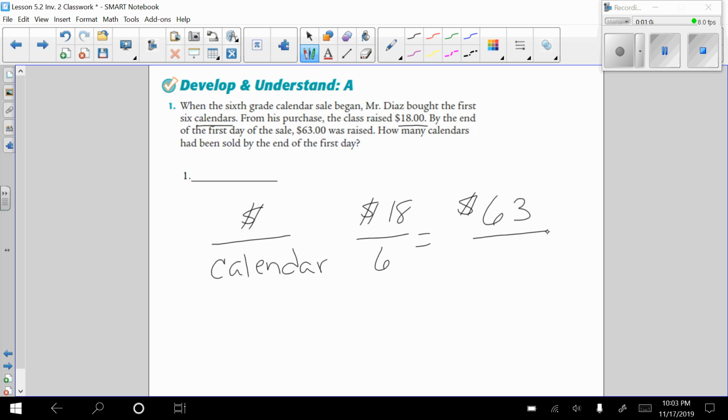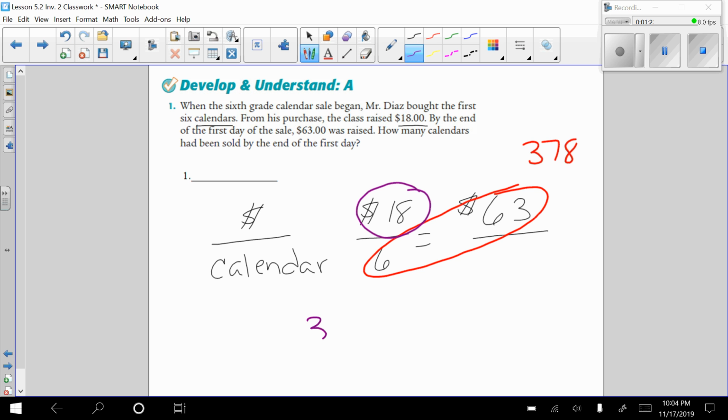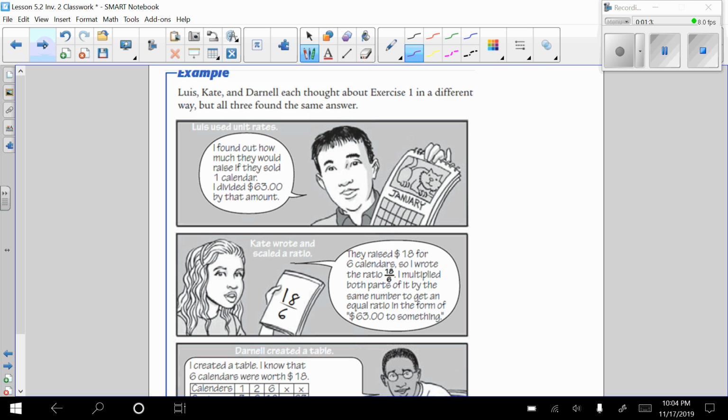Now, let's go ahead and cross multiply 6 times 63. That's going to give us 378. Then remember, we want to divide by this lonely guy. So 378 divided by 18 equals 21. That means we sold 21 calendars.